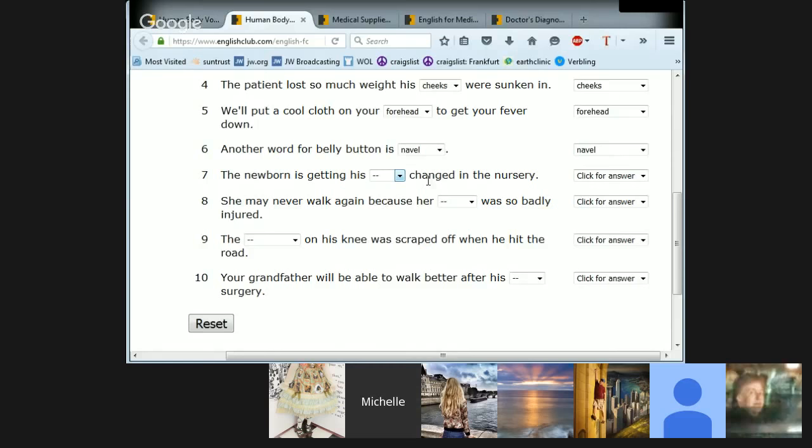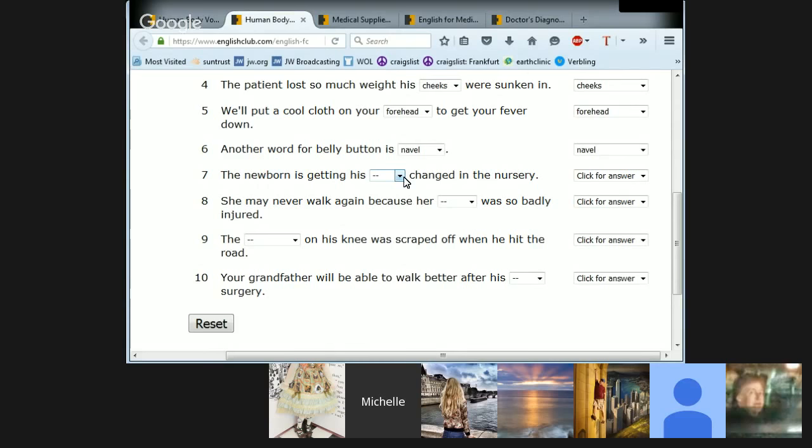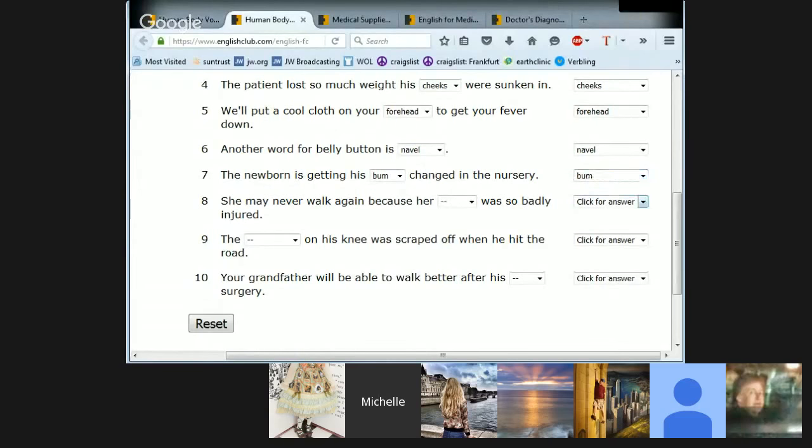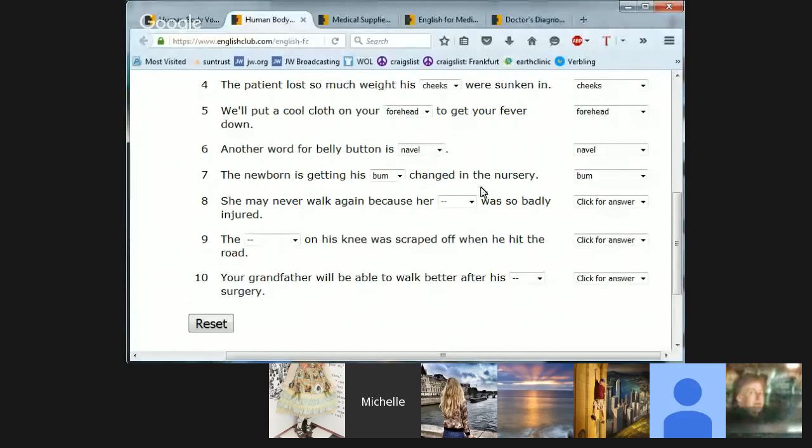I don't know. What do they usually change on a baby? When it gets changed in the nursery. Well, usually I think they change their diaper. Okay, nappy. But yeah, in the bum, yeah. But I think they use this word bum in the UK, in England. I see. Okay. So usually we would say a newborn is getting his diaper changed in the United States. That's how we say it. But I think this is a British website, so that's why they have bum. Okay, anyway. Maybe I can ask Nan to try number 8.